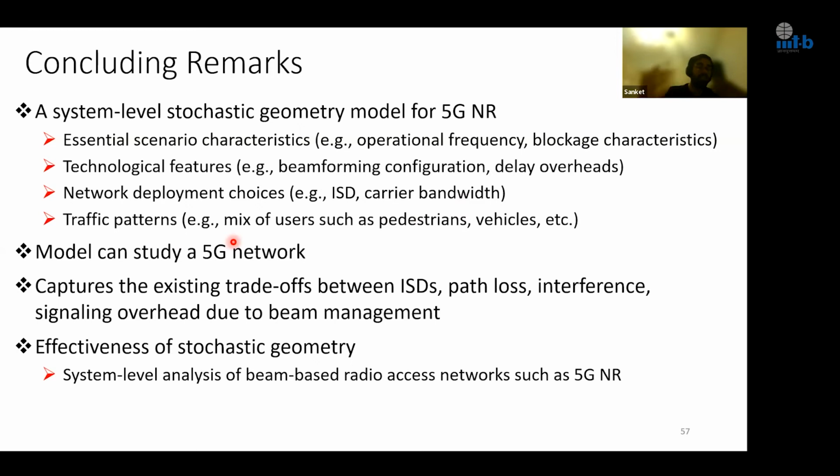This analysis was the first attempt at capturing these different aspects of 5G NR to calculate the performance that a user can get in this network. We used this model for the 5G network, but you can also go for Wi-Fi, for example Wi-Fi 6, which also uses beamforming. This model allowed us, with one single figure, to show the different existing trade-offs that are very difficult to analyze using system level simulations, such as network density, path loss, interference, and signal overhead due to the beams. Essentially, although many of you might know beamforming and beam management, my goal in this talk was to show that stochastic geometry is an effective tool to perform system level analysis for these beam-based radio access networks, such as 5G.